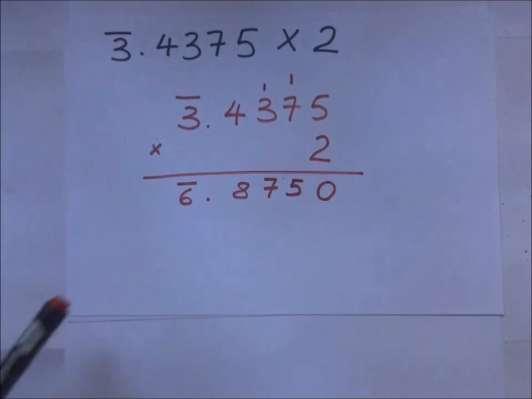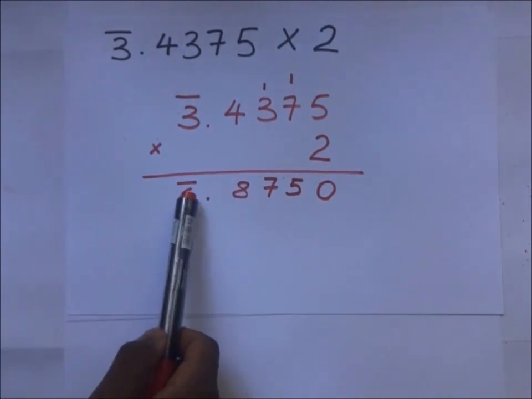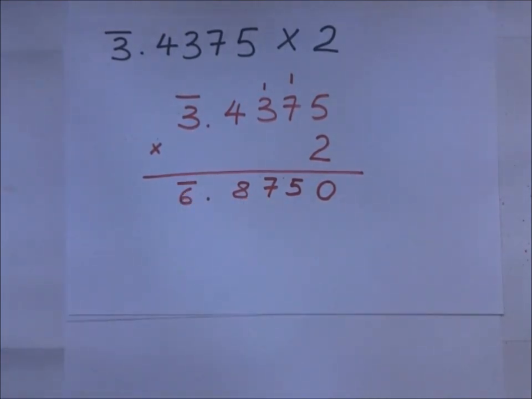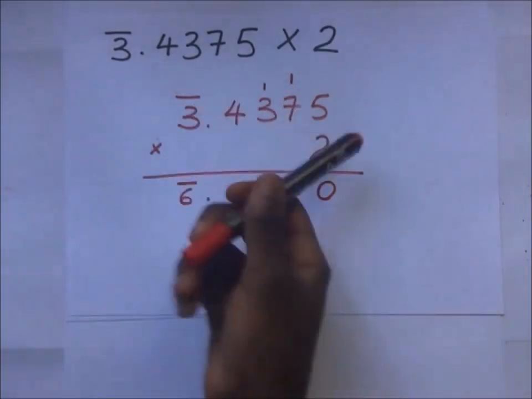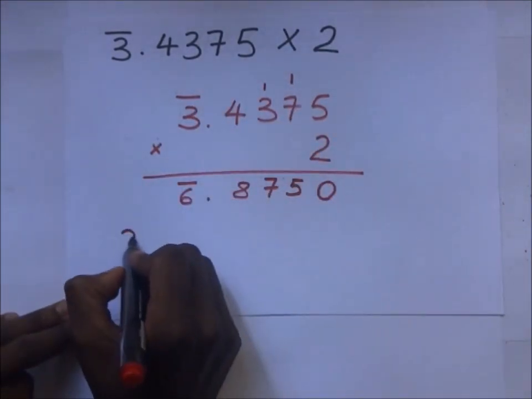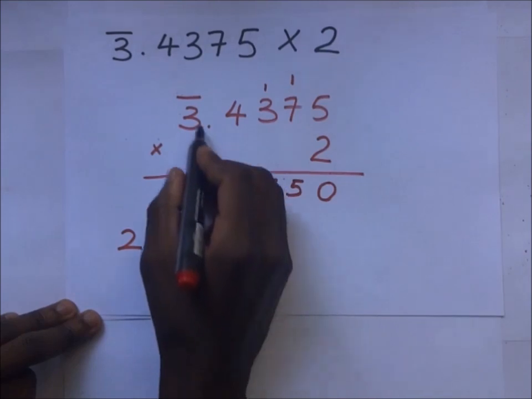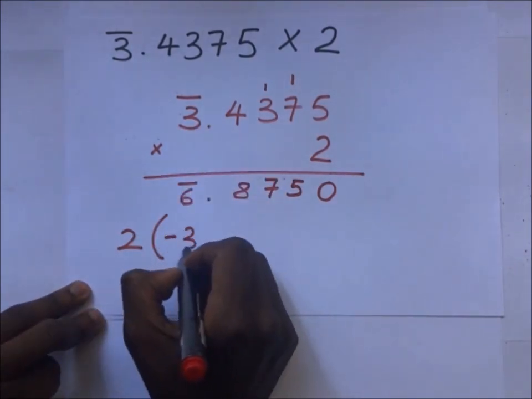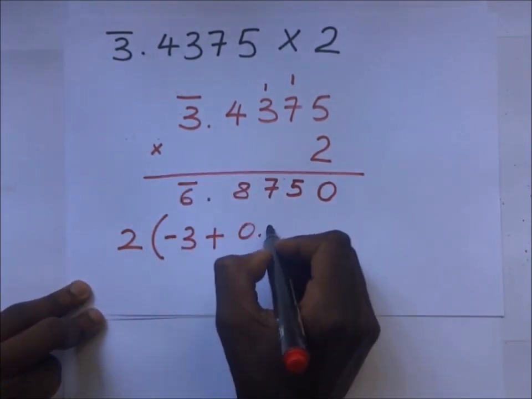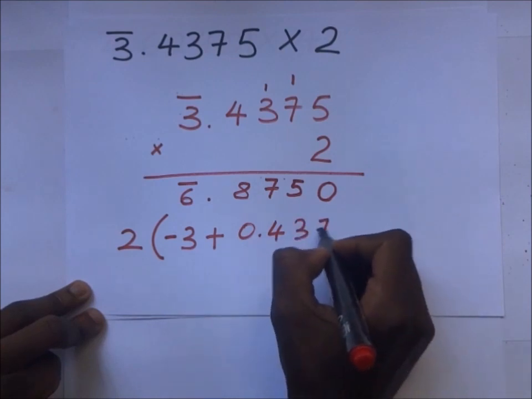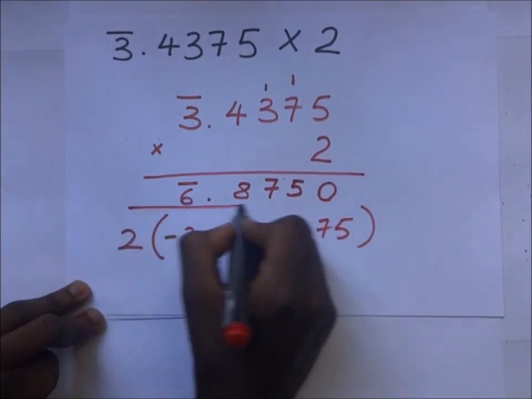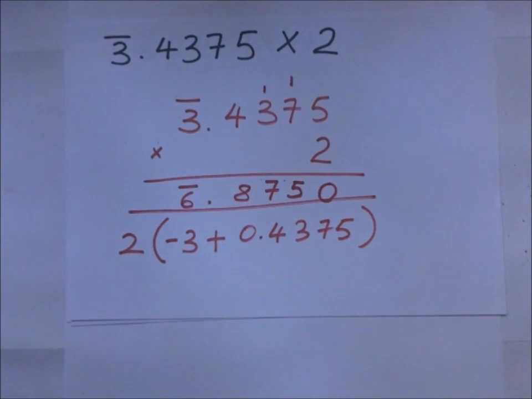So it means that the answer here we are getting is 6 bar 0.8750. If you look at it this way, this is like saying 2 multiplied by negative 3 plus 0.4375. This is how you should look at it.